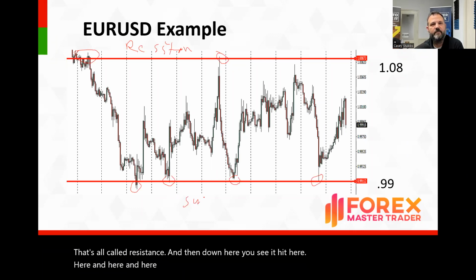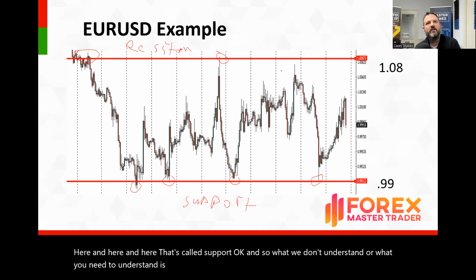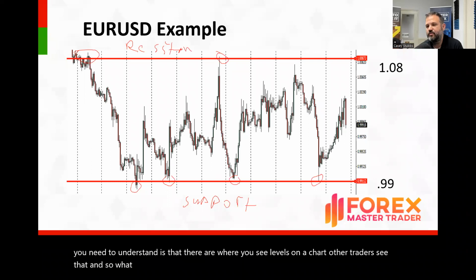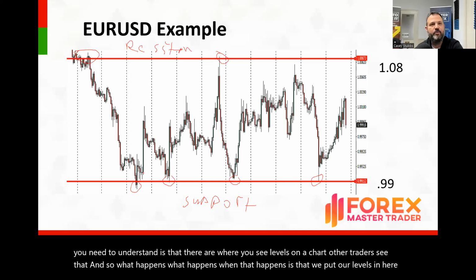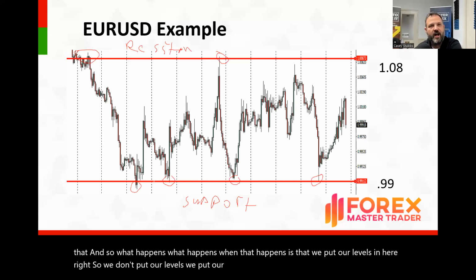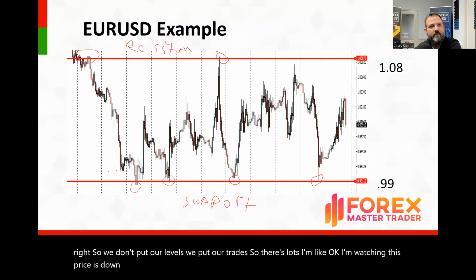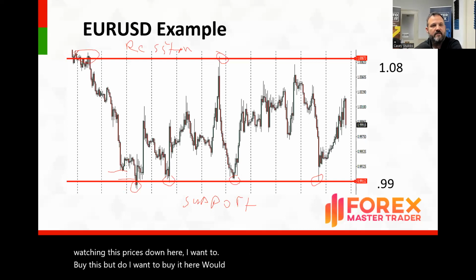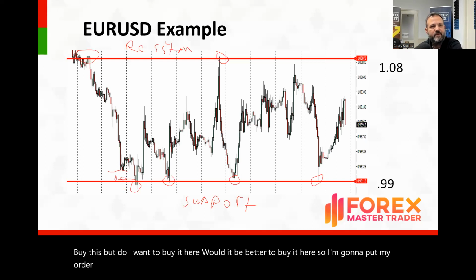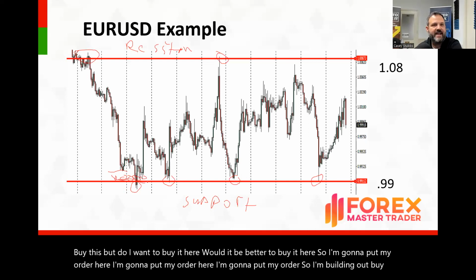And then down here, you see it hit here, here, and here, and here. That's called support, okay? And so what you need to understand is that where you see levels on a chart, other traders see that. And so what happens is that we put our trades in there. So I'm watching this, price is down here. I want to buy this, but do I want to buy it here, or would it be better to buy it here? So I'm going to put my order here. I'm building out buy orders, and there's a big stack of them.